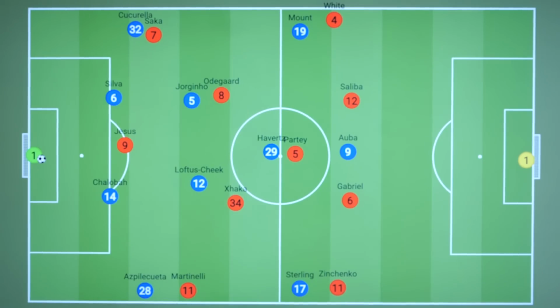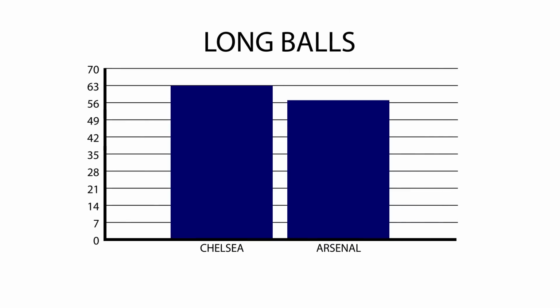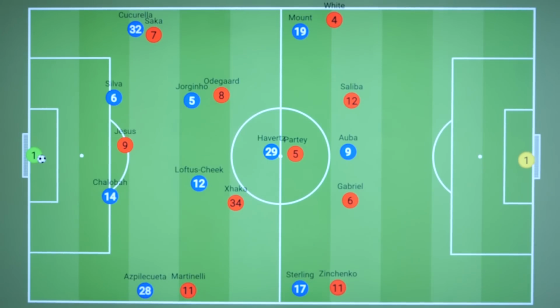But, as we know, Potter is more of a possession-oriented manager. However, due to Kepa's injury, as well as anticipating the high press from Arsenal, Potter opted to go long much more often than usual, meaning that despite having less possession, they played many more long balls than Arsenal, as they instead looked to go over the press, and they were strategic with how they went long.